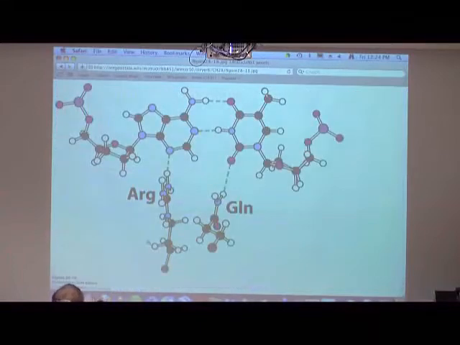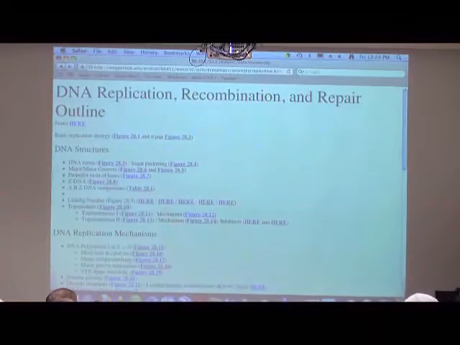Minor groove interaction. This is just showing you how some of the amino acids are reading those hydrogen bonds I talked about last time that are in the minor groove of the base pair between the DNAs that are between the strands that are there.